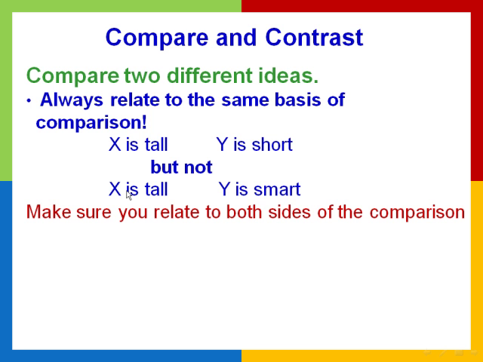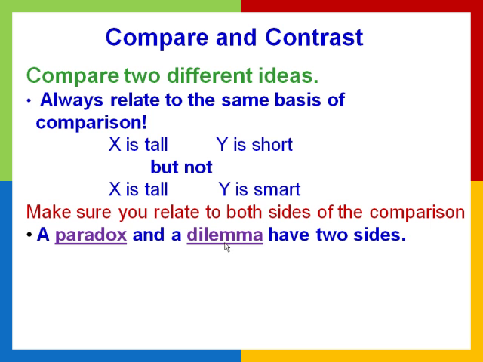But not X is tall and Y is smart. So make sure that the basis is the same. Even more important is that you have to make sure that you relate to both sides of the comparison. Okay, you have to say X is tall and continue Y is short. Don't stop.